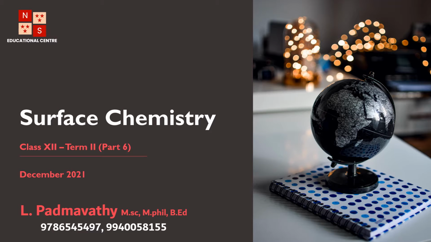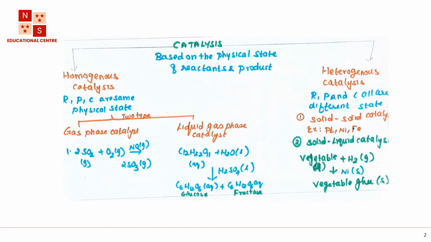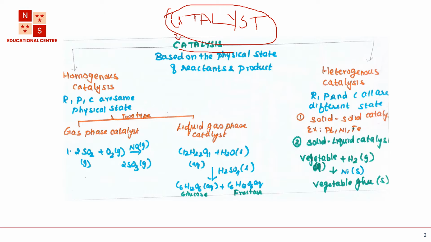So we are continuing with the surface chemistry class 12. Today's topic is catalyst. Before going into catalysis, we have to know what a catalyst is. A catalyst is a foreign substance which will increase the rate of reaction. The foreign substance which is increasing the rate of reaction is called a catalyst, and the process which enables the rate of reaction to increase is called catalysis.